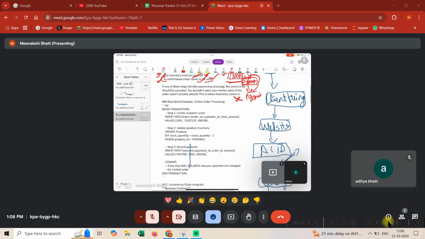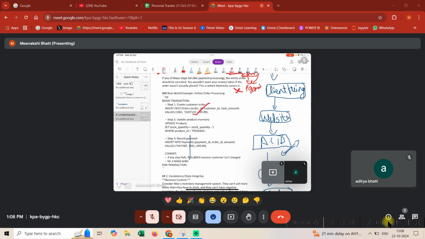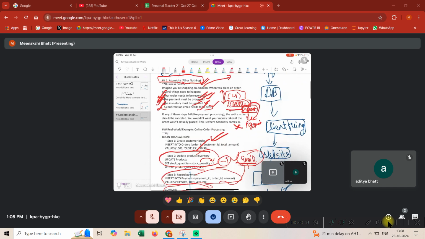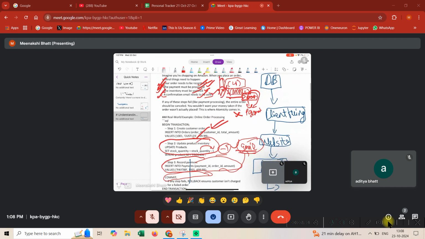So essentially, first the customer order will get created, then you need to update the product inventory, so the stock quantity is minus one, right? This is also very important because you're buying one item, and then you need to record payment, and only then will you receive an email, okay? And trust me guys, this is implemented in every industry, but always remember that either all four of them would succeed or nothing will succeed, okay? It's not like half in, half out. Half in, half out doesn't work.